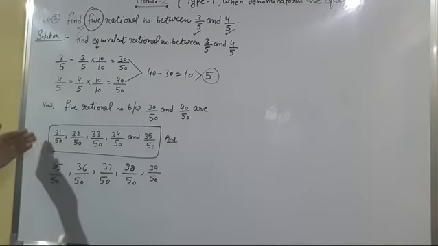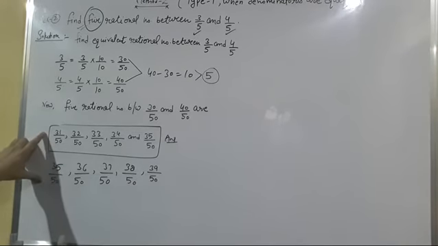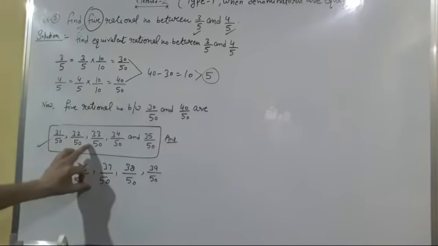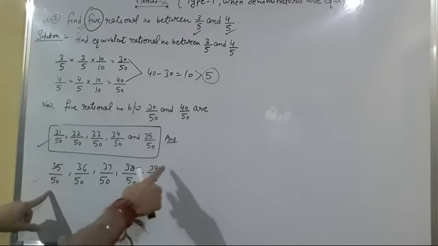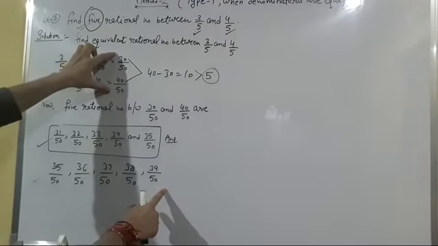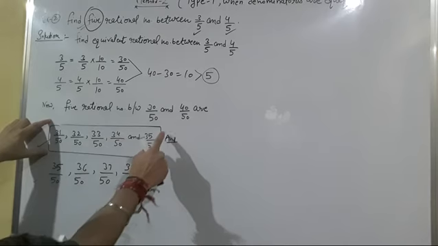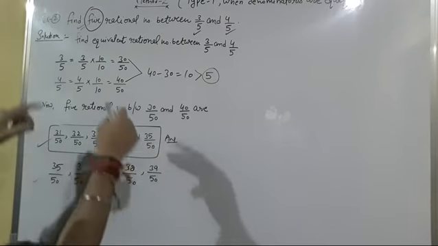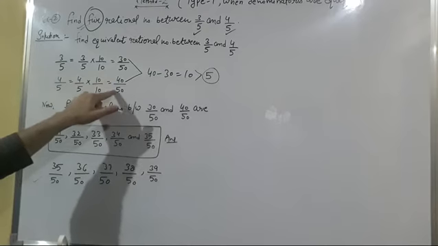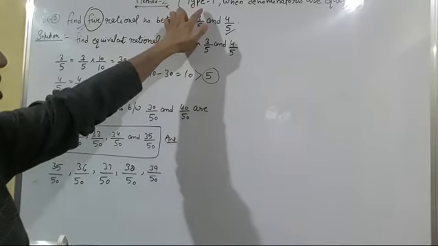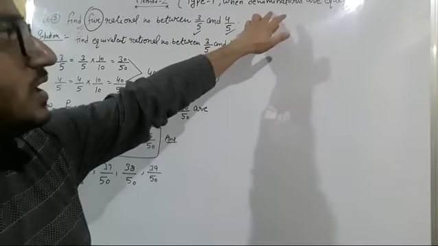In fact, the difference of the answers can be observed here. In the first part, we have taken these as our answers, and in the second part, we have taken these as our answers. Both answers are correct because 35 upon 50 to 39 upon 50, all these numbers lie between 30 upon 50 and 40 upon 50. Also 31 upon 50 to 35 upon 50, all these numbers also lie between 30 upon 50 and 40 upon 50. Therefore both the answers are correct. So this is the type 1 question of the second method, when denominators are equal.